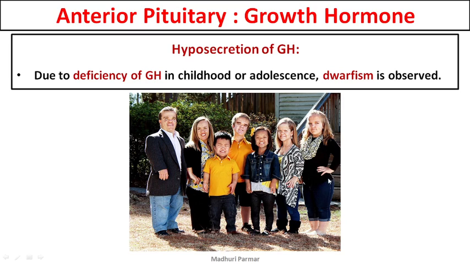So the bones will not grow, the body parts will not grow. In turn, the height of that human being will remain small. So this is called dwarfism. This word dwarf you may have heard in the fairy tale Snow White and the Seven Dwarfs. So a dwarf is basically somebody who is shorter in height because of deficiency of growth hormone. Clear?